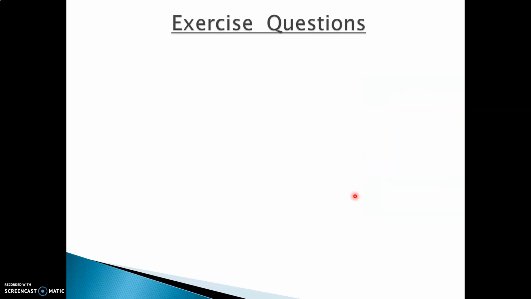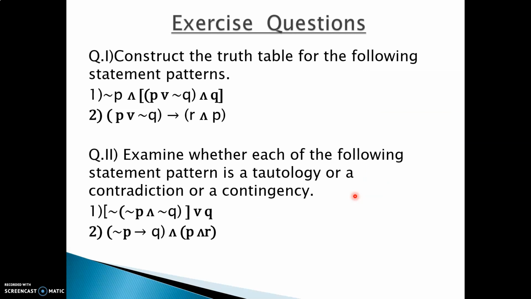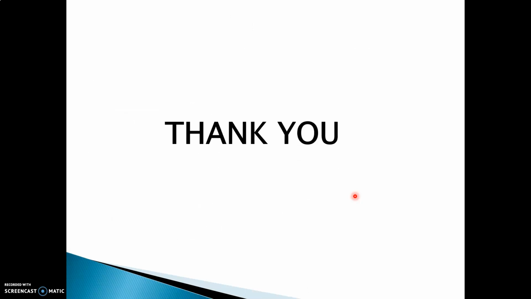Now some exercise questions are given to you. You can go through this. First one is: construct the truth table for the following statement patterns. There are 2 questions given to you. And the second one is: examine whether each of the following statement patterns is a tautology or a contradiction or a contingency. Thank you.